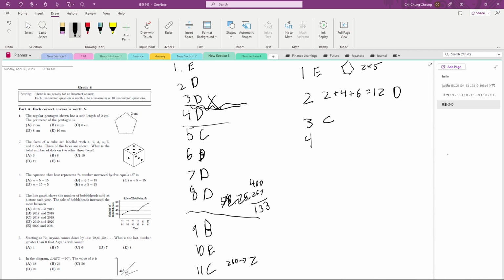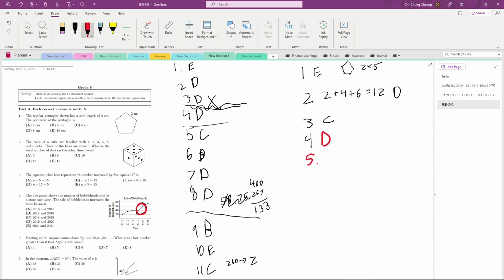The line graph shows the number of bobbleheads sold at a store each year. The year that increased the most is from this section, which is actually, let me use a red pen just so that we know what's answers and what's the work I did. So it's this section, and that's from 2019 to 2020, which is D.